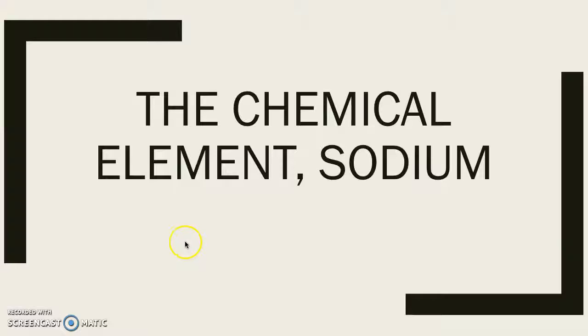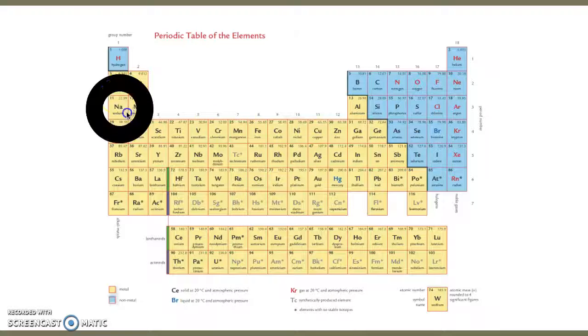The chemical element sodium. Sodium has the symbol Na and it is in the first main group and the third period. Sodium has almost the same chemical properties as lithium and potassium because it is in the same main group. The main group tells us how many electrons there need to be in the outer shell, and the period symbolizes how many shells there are circling around the nucleus.